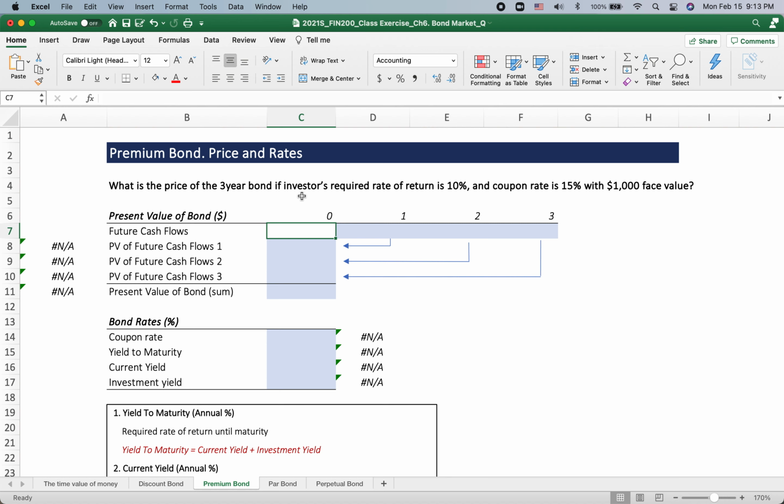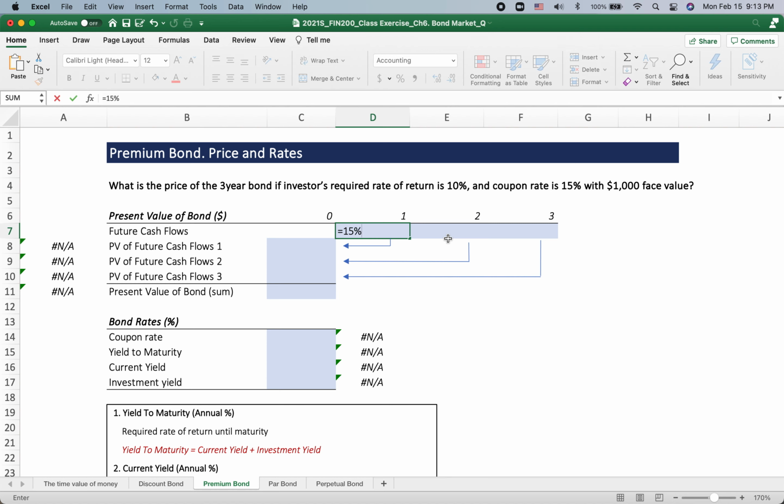The yield is lower than the coupon rate. So in this case, what is the price of the 3-year bond if the investors' required rate of return is 10% and the coupon rate is 15% with $1,000 face value? Okay, so how do we get the coupon amount?